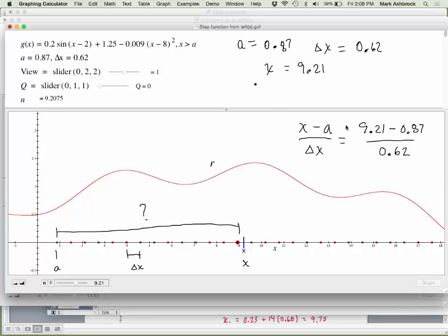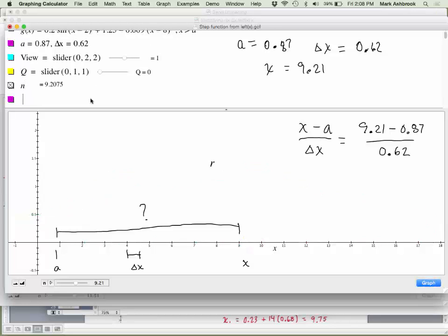Okay, and look, I've got a calculator right here. 9.21 minus 0.87 over 0.62, and we get 13.452. How many completed intervals are there? What's the 0.452? Tell me. Delta x? dx. The 0.452 is dx. So we have 13 intervals.